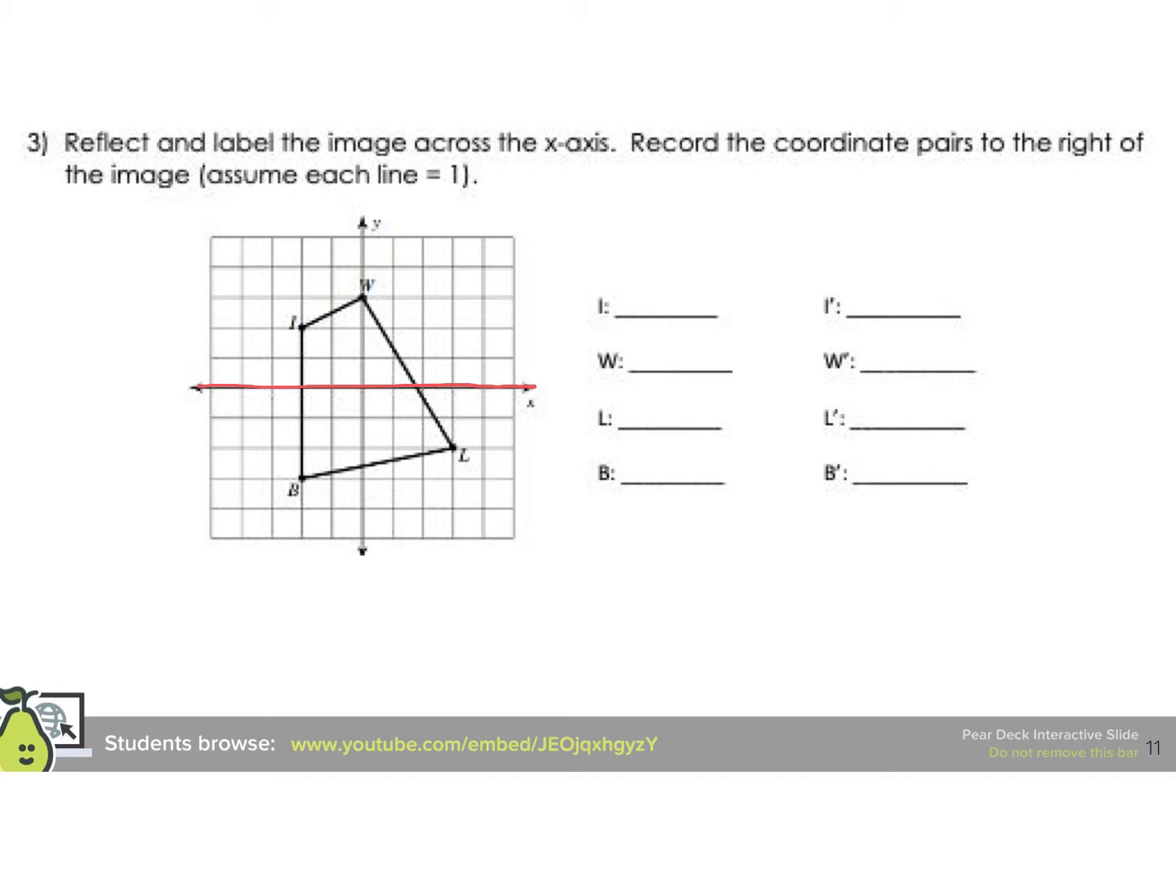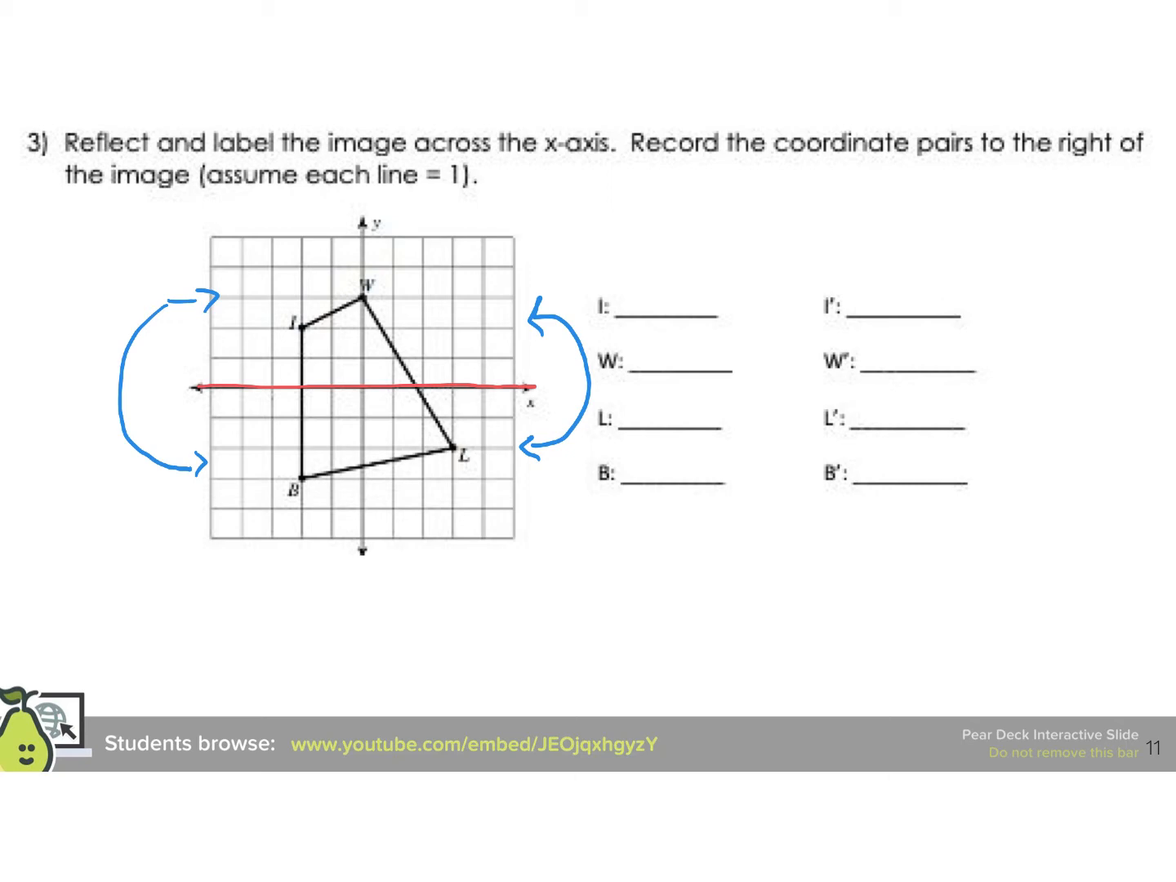Just know that if your points are starting up here in quadrants 1 and 2, you're going to reflect them down. And if they're starting down, they're going to go up. Okay? So let's try this out. Let's start with I and W.